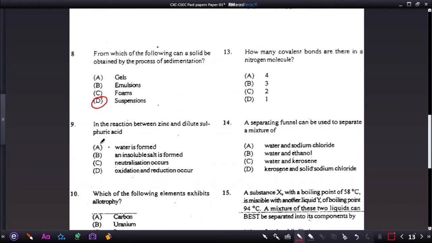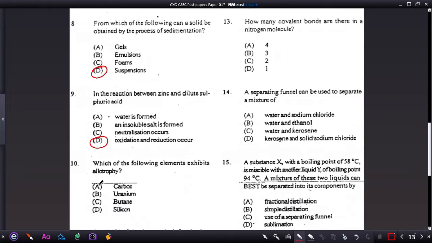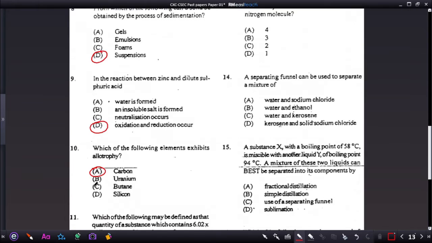Question 9. In the reaction between zinc and dilute sulfuric acid, we have seen this question before, and we know that it is an oxidation reduction reaction. Question 10. Which of the following elements exhibit allotropy? Carbon is the allotrope that we know at this level in the form of diamond and graphite.